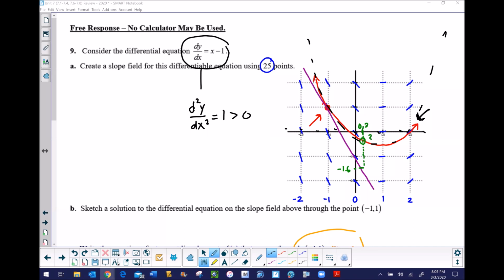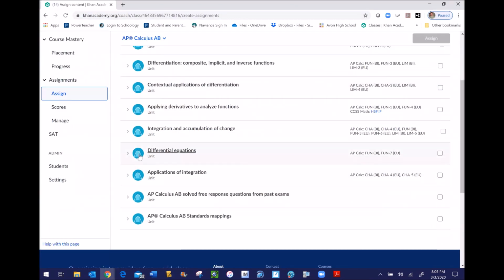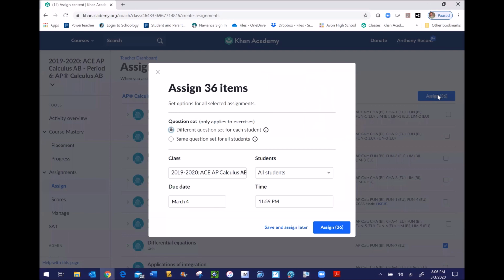So I'm going to go ahead, and if it will let me. It's not going to let me. It's assignments. Assign. Here we go. So period 6, and just so you have proof, I'm going to show you this. Period 6, I'm going to go into differential equations, click it, and I'm going to assign. The 36 just means that there's 36 activities. That includes the videos and stuff. And make it the same questions for everybody. And yours is now due March 4th, 11:59. So it'll stay open until that time.